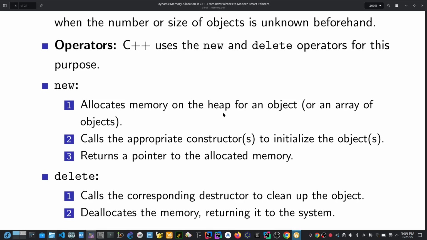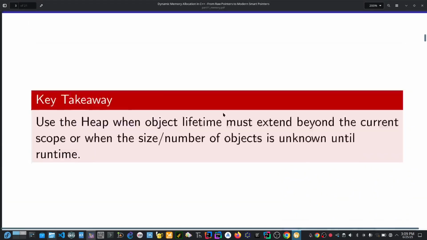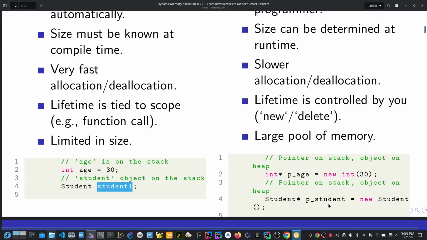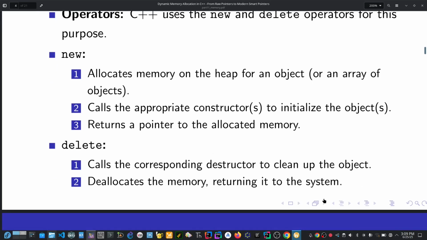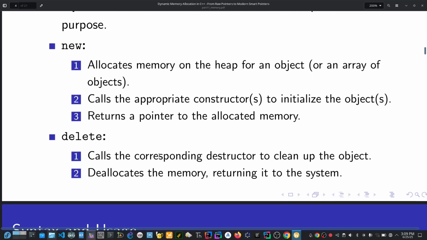It causes the appropriate constructor to initialize the object and returns a pointer to the allocated memory, which is student1. This is the pStudent here that we're talking about. Then we also have delete, which causes the corresponding destructor to clean up the objects. So this is very, very essential. Anytime we create an object with new, we need to delete it, deallocate it and free it. We should avoid errors like double freeing or using a pointer that has been freed, which can cause a dangling pointer.